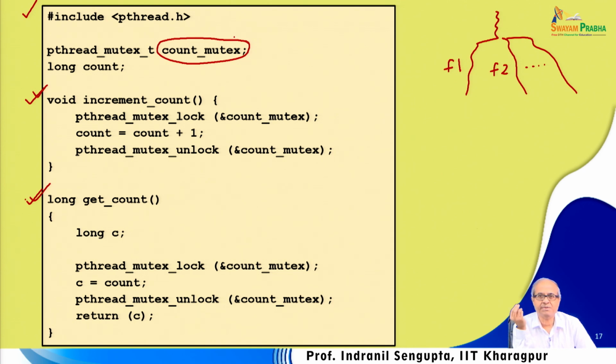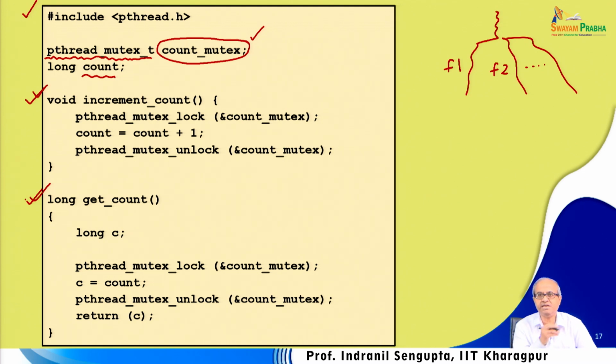and in the pthread library a data type is defined which is pthread_mutex_t, that is the data type corresponding to a mutex lock. So, I am defining one mutex lock whose name is count_mutex, and there is a global variable which is defined outside the functions called count.